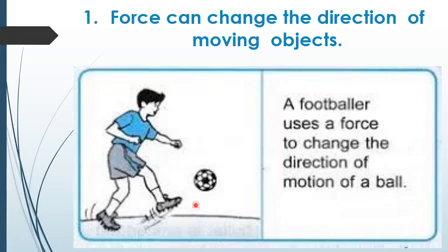As you can see, force can change the direction of the moving object. In the picture, you can see that a footballer uses a force to change the direction of motion of the ball. For example, when footballers are playing football, they apply force on the football to change the direction. They pass the ball to each other. While passing to each other, you see that the football is changing its direction continuously. So that proves that force can change the direction of the object.